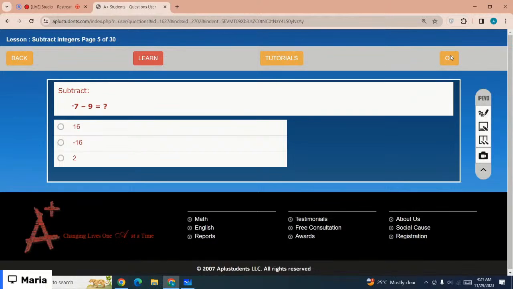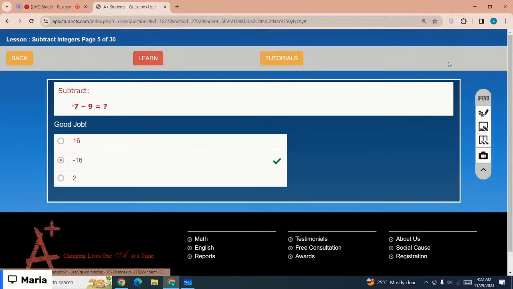Okay, -9 and -7. Which is the correct option? 13. Where is 13? Negative 9, negative 6, you have to add them and answer must be negative, that is negative 16. Very good. The correct option is negative 16. So just keep these rules in your mind, right?